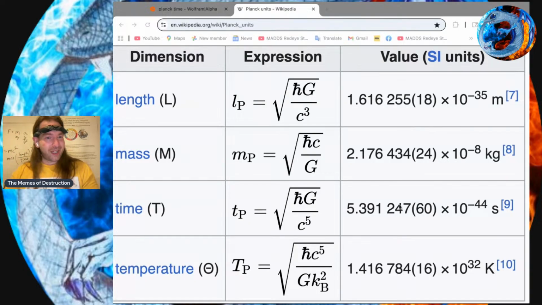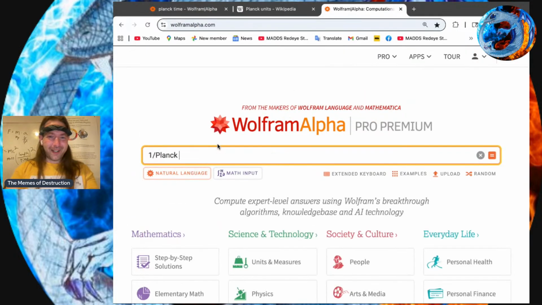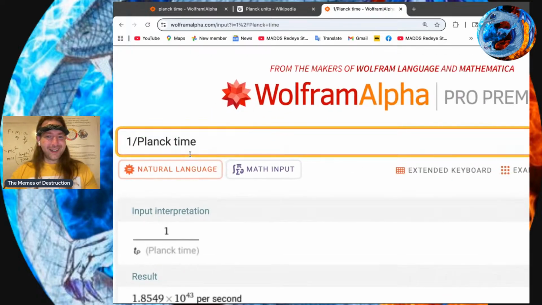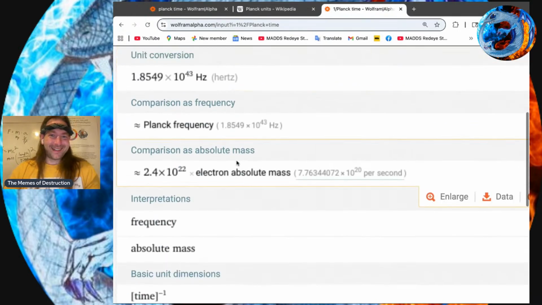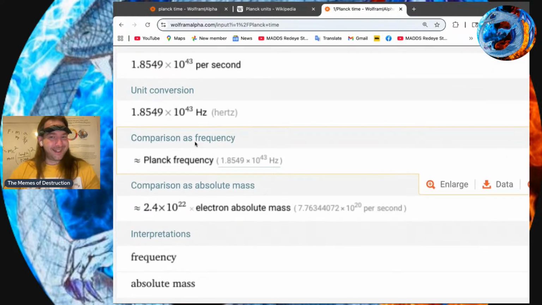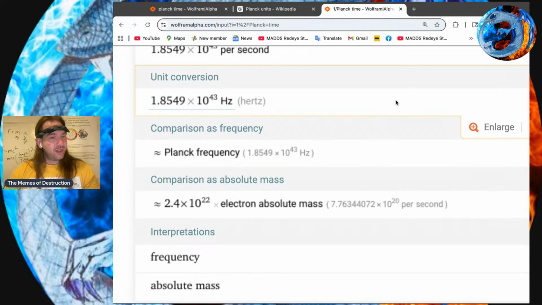Well, if you just do 1 over the Planck time, you get the Planck frequency, because 1 over Planck time just gives you the reciprocal of seconds, which is hertz. It's that ginormous number right here, 10 to the 43 hertz. And again, I'm not the first person to point this out. People have been saying this for a while.